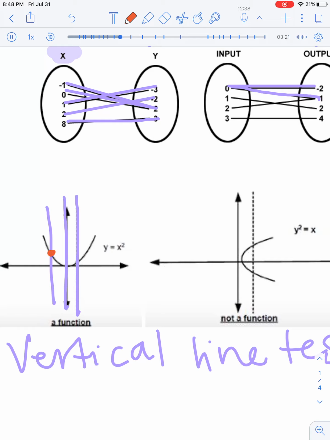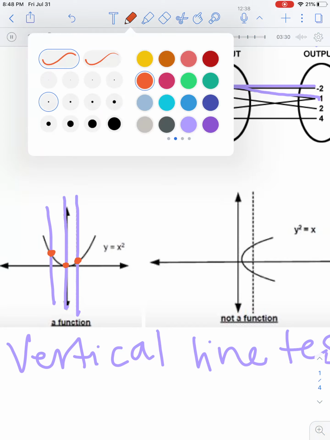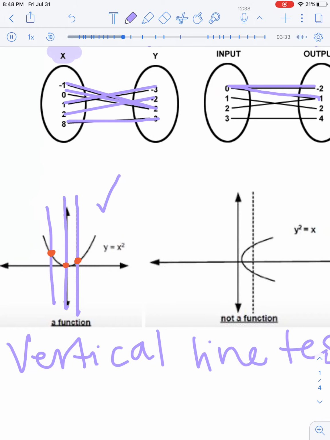Once we draw that line, if it touches our graph more than once, then it is not a function. This line touches our graph one time. The second line touches our graph only one time. And then our third line as well only touches our graph one time. So this one is a function.